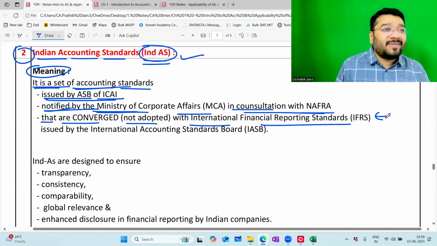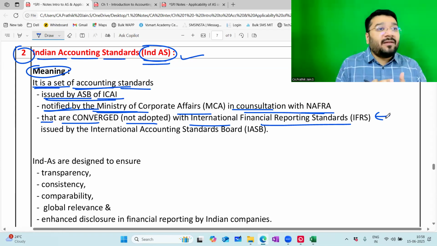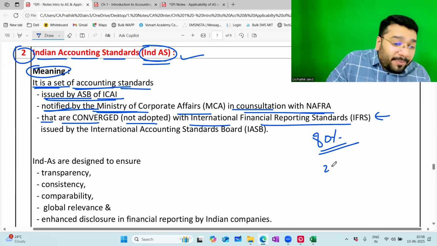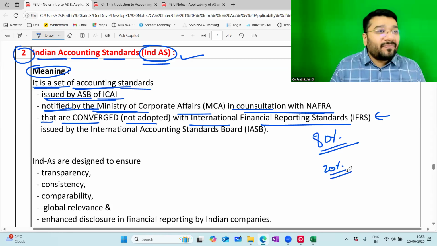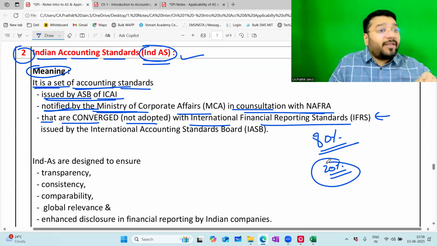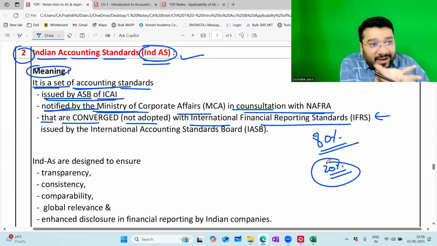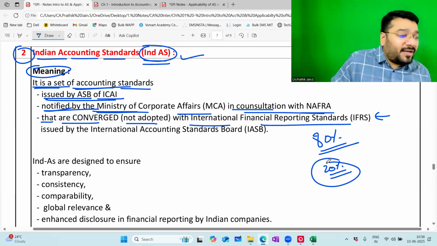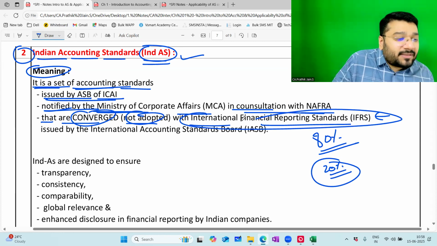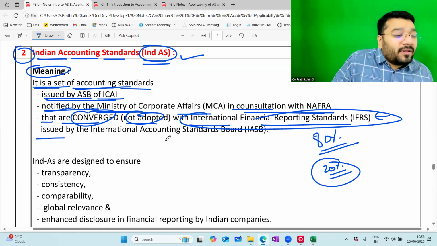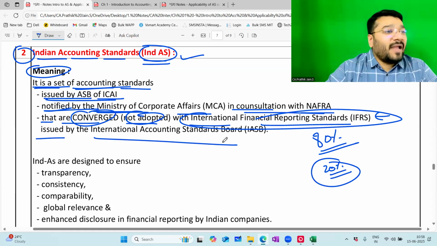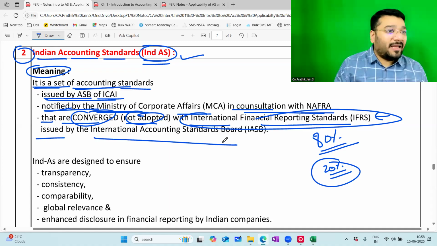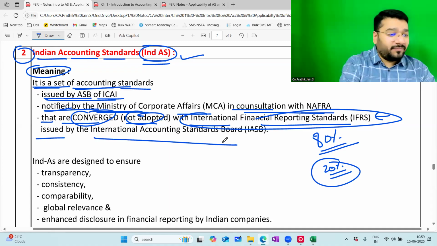Converge means what? I will try to integrate with the language. Whatever is possible, 80% I'll try to adopt your words, your sentences. But 20% I will modulate wherever I want to, so that I can retain the interest of my people in your language. So therefore, we did not adopt IFRS. We converged, not adopted, with IFRS. And this IFRS is issued by whom? IASB. I'm trying to give you an understanding parallel with the English language. I would like you to understand this feeling. All of you. Very good.